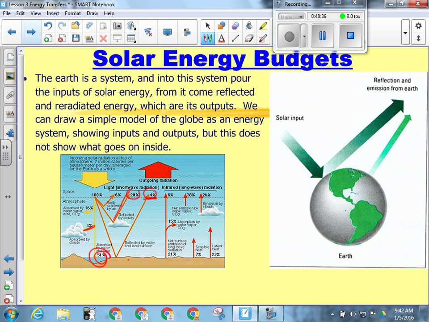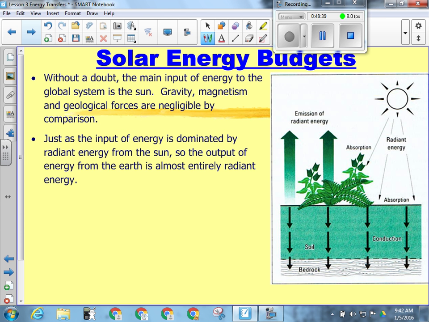You're never going to need to know those percentages, just the general mechanism. So the main input of energy into the global system is obviously the sun. Gravity plays virtually no part, at least for heat. Magnetism, virtually no part. Geological forces, maybe. Certainly a volcanic eruption or something like that is going to put some sensible heat into the system, but not a lot compared to the sun. Gravity puts some mechanical energy into the system in the form of tides and things like that, but again, it's not something that turns into a lot of heat.